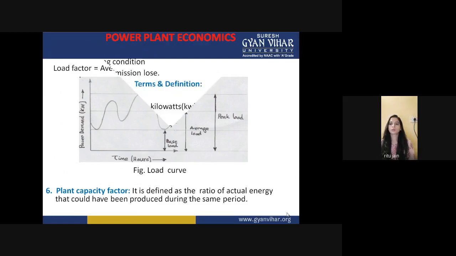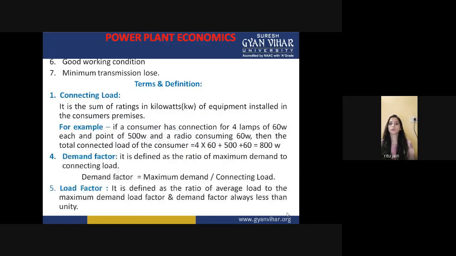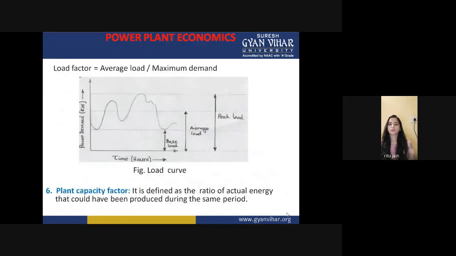So that's why the load factor is always less than unity. You can see from the diagram that the power demand is given in kilowatt on the y-axis, and load time is given on the x-axis. You can see that at this particular time the demand is this at this point.